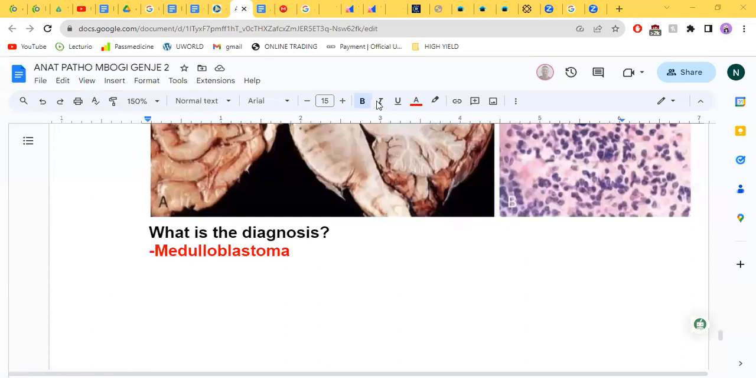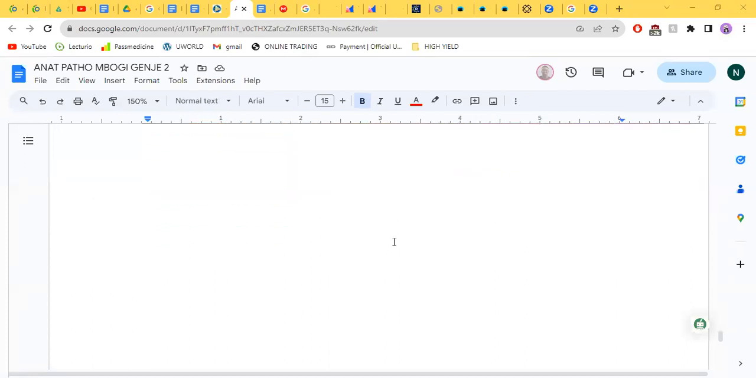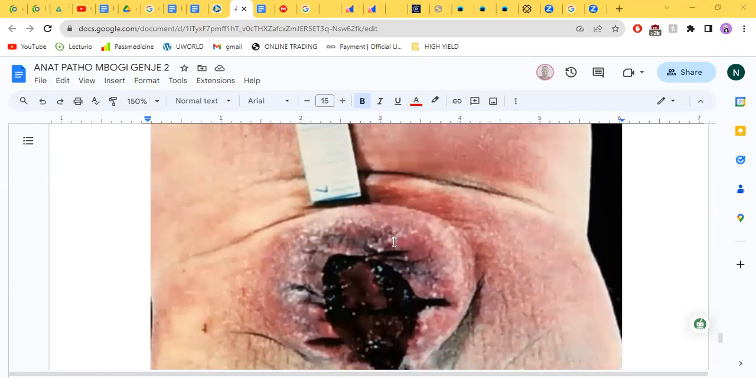Medulloblastoma. Anyone tries? Great. Let's go down. The answer is medulloblastoma. For the pilocytic astrocytoma, we said it's more cystic, more fluidish or serous fluidish inside. But for this, it's a solid tumor, and it's whitish. For the pilocytic, there were also some areas of necrosis, black necrosis, and it was very cystic.